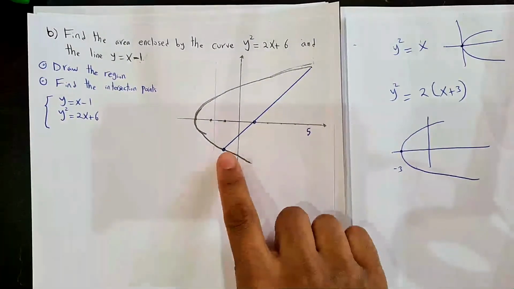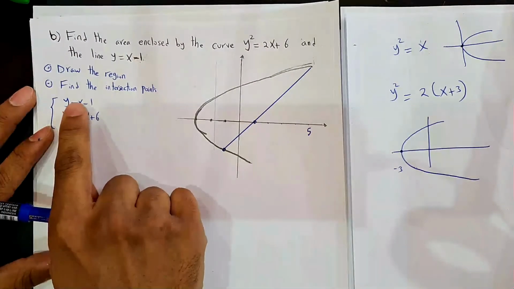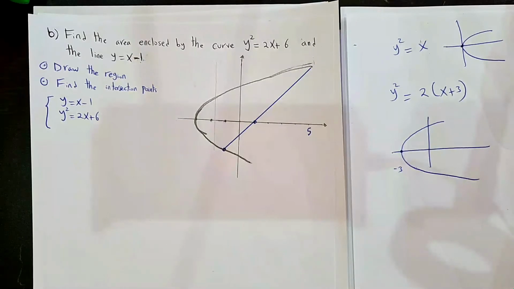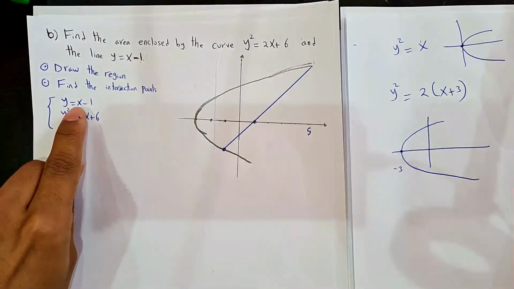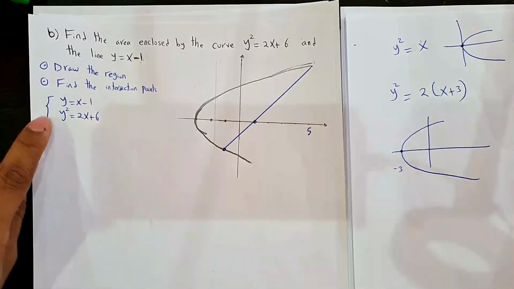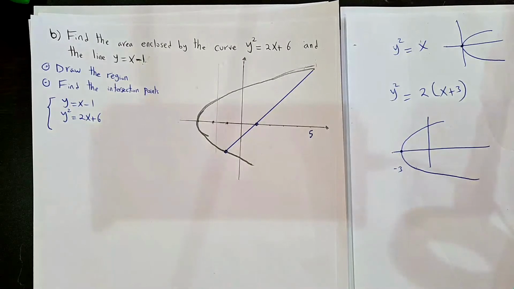Now, to find these points carefully, let us find the intersection points. Well, y equal to x minus 1 and y squared equal to x plus 6. How can we solve these equations? Be careful. Do not say x minus 1 equal to 2x plus 6. There is a mistake. See here, this is y and this is y squared. You need to have y squared and y squared so that you can solve.